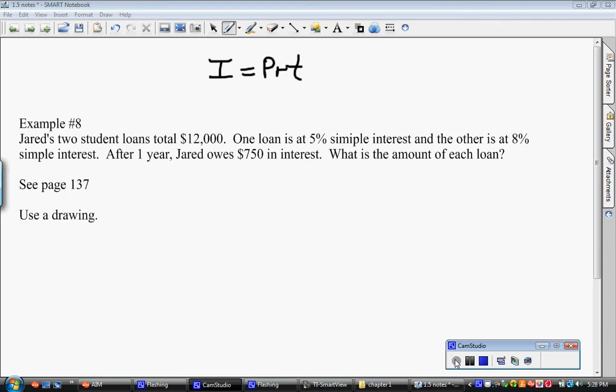This one is example 8 in your book. You also have to know a formula for this one. The formula we're going to use here is for simple interest, and they tell us in the problem that we're going to use simple interest.